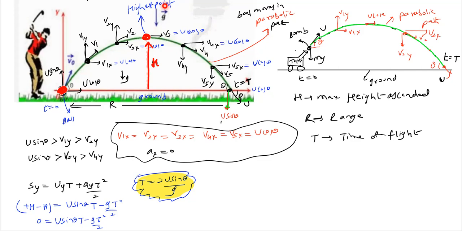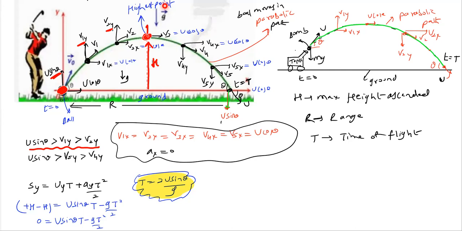Then what is the vertical component here? The vertical component here is zero. No, there is no vertical component, only horizontal component. So the vertical component will keep on decreasing. Earlier u sin theta, now v1y, v2y, and it keeps on decreasing, and finally it becomes zero.